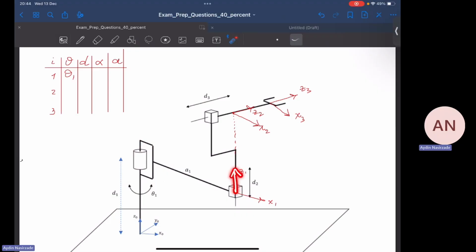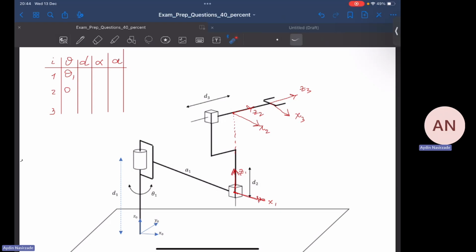Around Z1, how much I have to rotate X1 so that it can align with X2. Now, as you can see, they are already aligned. They are parallel. No matter what you do, just actuate this one, this one, this one, they are always parallel to each other. That's why there is no need for any rotation around Z1 axis. So we write 0 degrees for theta 2. Next one, theta 3.